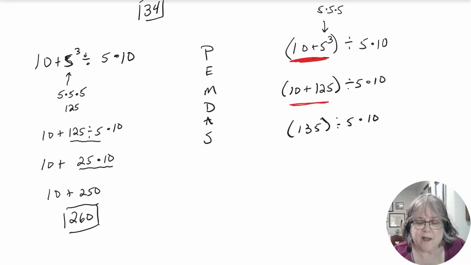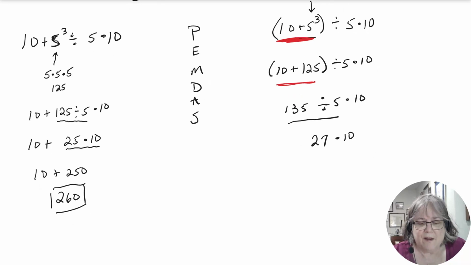So these parentheses have performed their function, which is to isolate this little part right here and do all of those functions first. So now I'm going to say 135 divided by 5, because I have a choice between multiplication and division. This is the first one. 135 divided by 5 is, I'm sorry, 27, not 127. And then I have the times 10 left. And so 27 times 10 is 270.